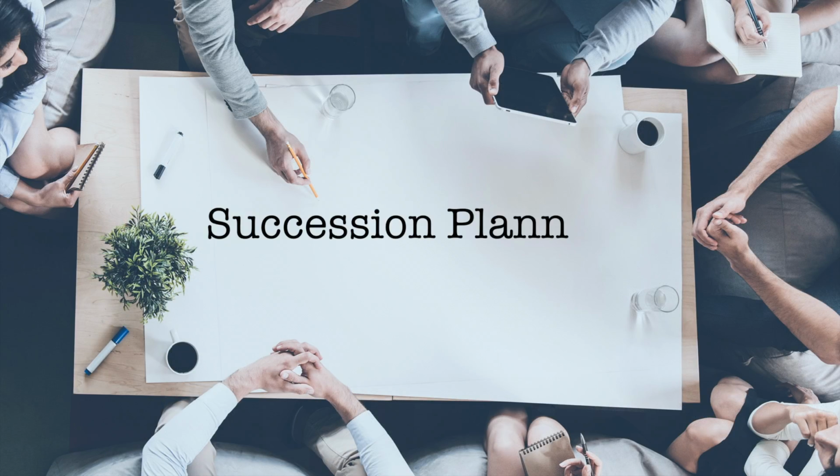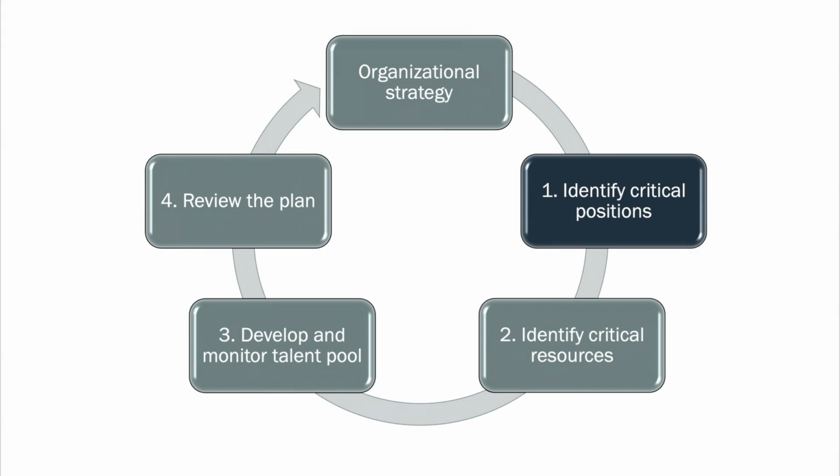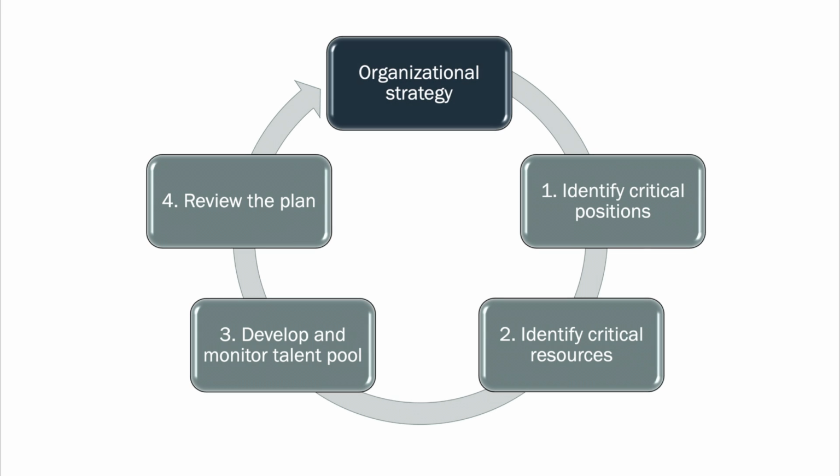Let's now look at the four main steps in the succession planning process. Number 1, identify critical positions. Number 2, identify critical resources. Number 3, develop and monitor talent pool. And number 4, review the plan. This can be found starting on page 22 in the guide. The chart shows that organizational strategy should precede step 1 and is foundational for succession planning.